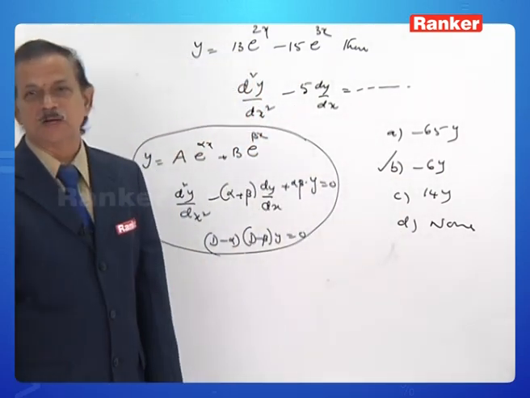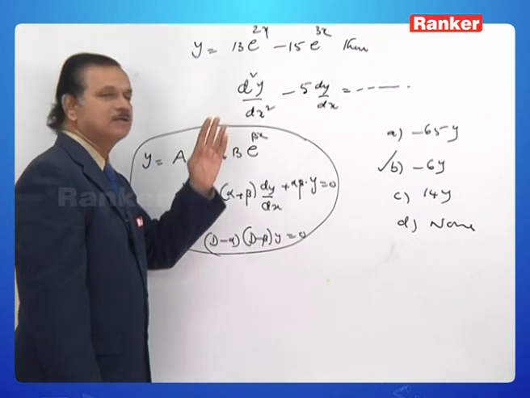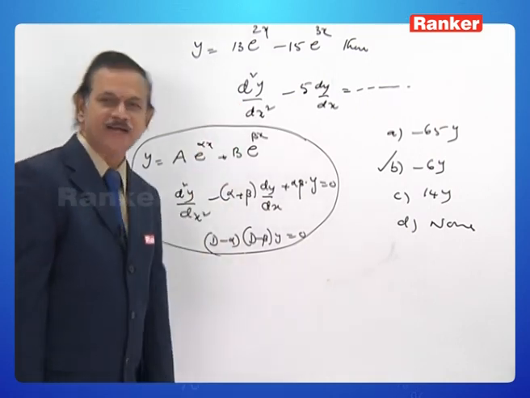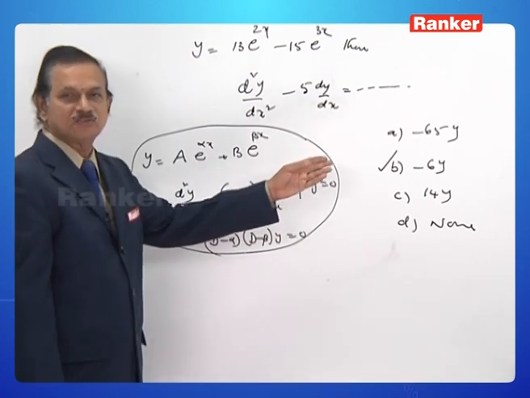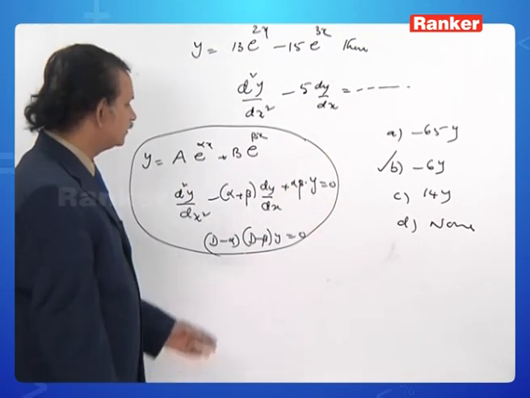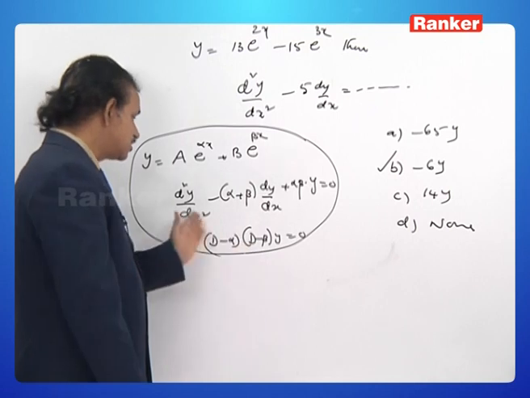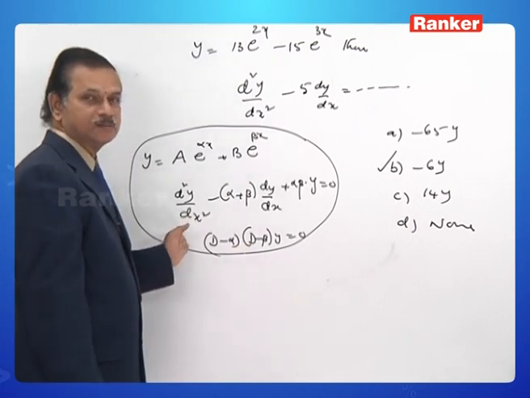That is minus 6y. Therefore, without calculating d square y by dx square and dy by dx, you can be in a position to answer the question as minus 6y. So the answer is minus 6y. So this is to be noted and remembered.